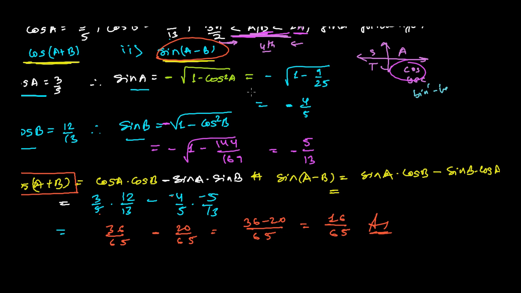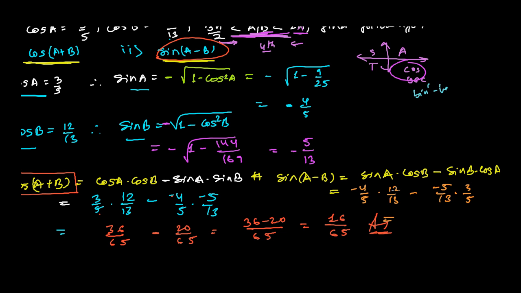Sine A we have got, that is minus 4 by 5. And cos B, that's 12 over 13. Minus sine B. Sine B is minus 5 by 13, and then times, it's multiplication, times cos A. Cos A is 3 by 5. Cosine of A is 3 by 5.